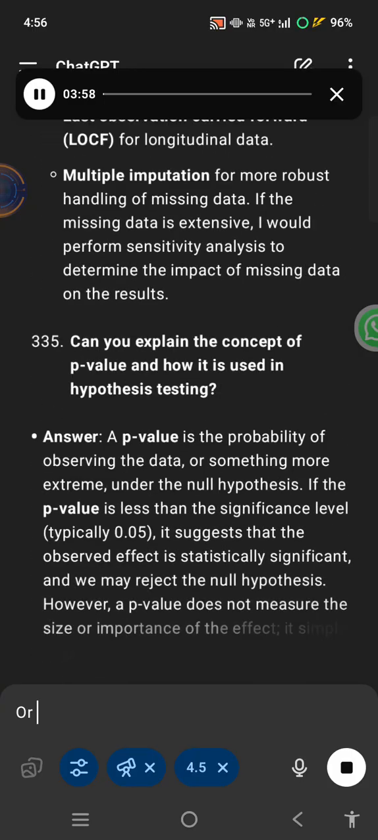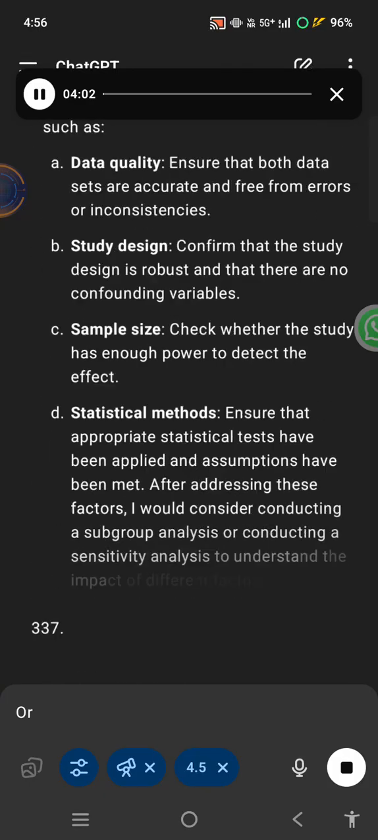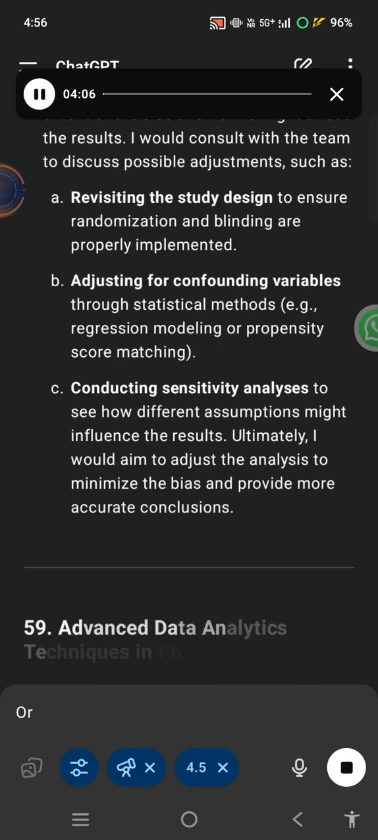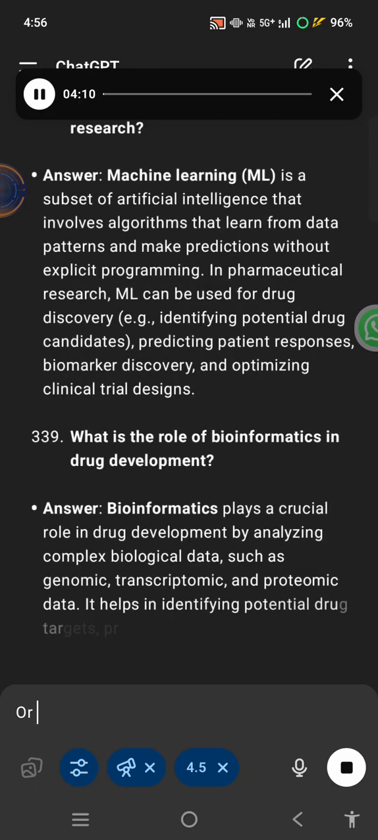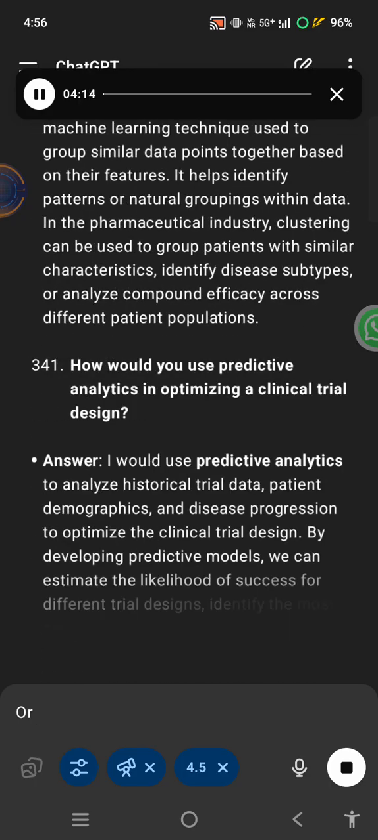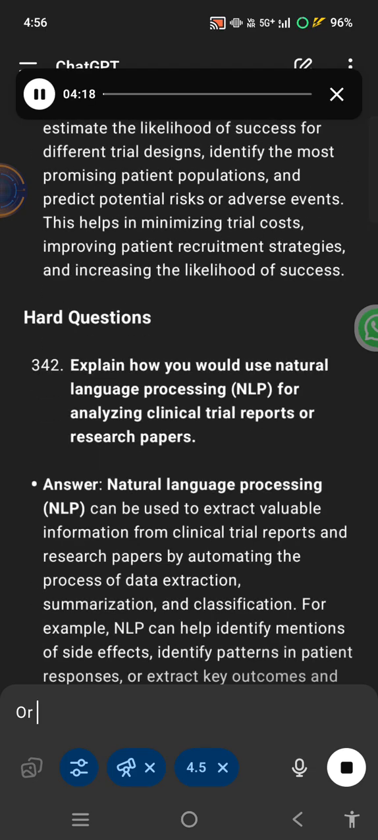37. How would you handle a situation where a regulatory agency requests additional data for a new drug application? Answer. I would promptly gather the required additional data from relevant studies or trials. If needed, I would consult with the regulatory team to discuss the issue and develop a strategy for presenting the new data to the agency in a clear and timely manner.